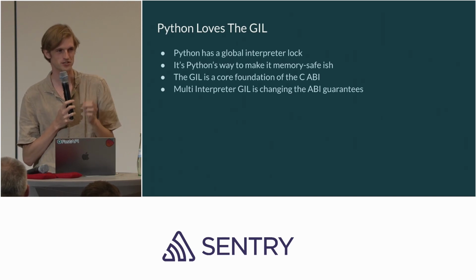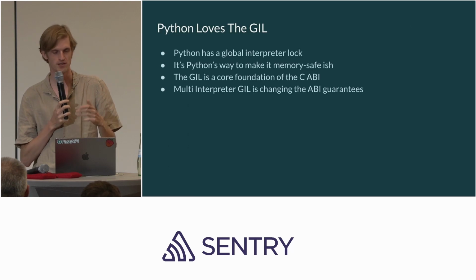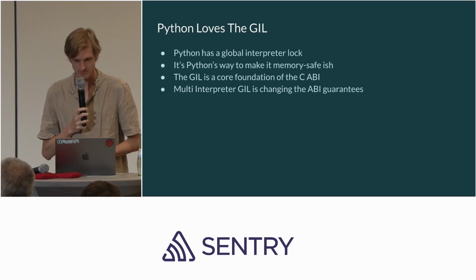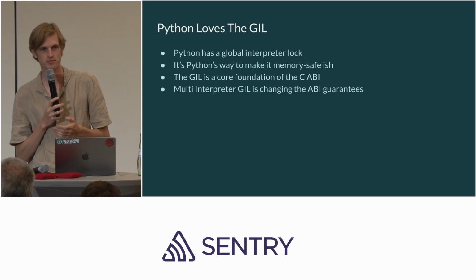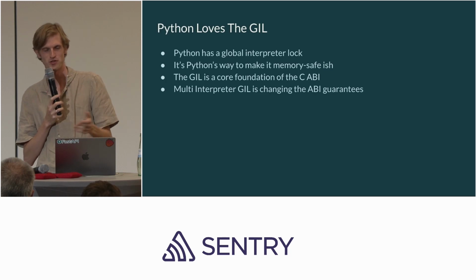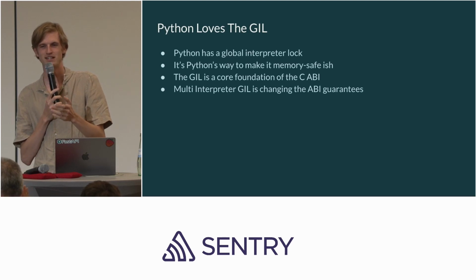But when you write C extensions, you actually do see it, because you have to deal with this thing all of a sudden. So it's a very core foundation of the C API. This is changing a little bit now because of the multi-interpreter support. I don't know how familiar. Did anyone hear about per sub-interpreter GIL? Raise your hands. Well, it's actually not that many.